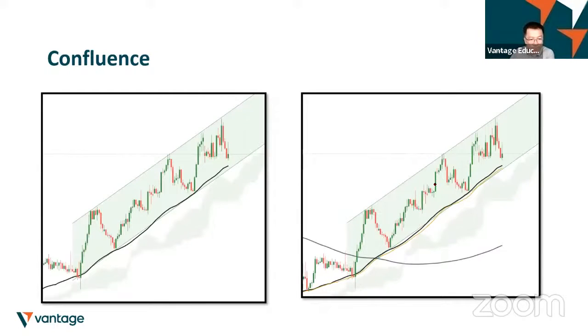Adding in one more will be the Ichimoku Cloud, right? In this case, you can see it's a green Ichimoku Cloud, and you can see that price stays above that green Ichimoku Cloud towards the upside. Again, showing you multiple tools or multiple indicators telling you the same thing, that price is pushing up, price is going higher.